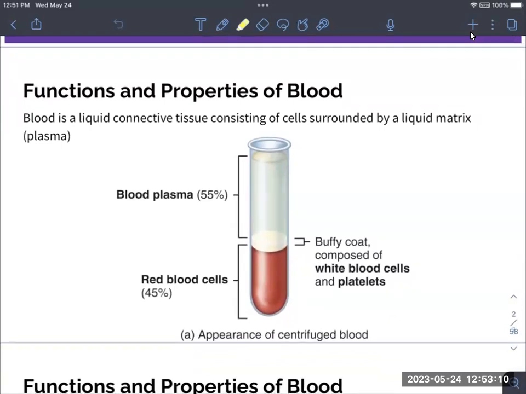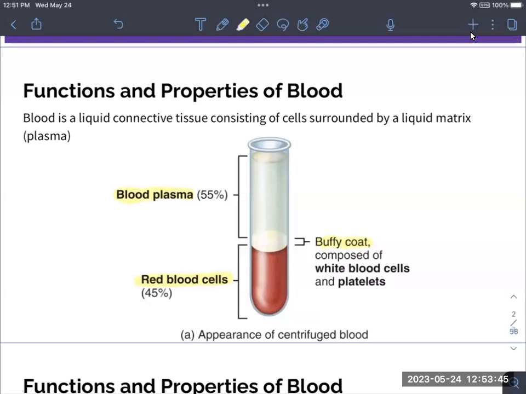Our blood is made of three different parts. We have the plasma. That plasma is the clear to kind of yellow, maybe straw colored part. This plasma is technically the liquid portion of our blood. We have a buffy coat that is our white blood cells and platelets. Then we have our red blood cells at the bottom.